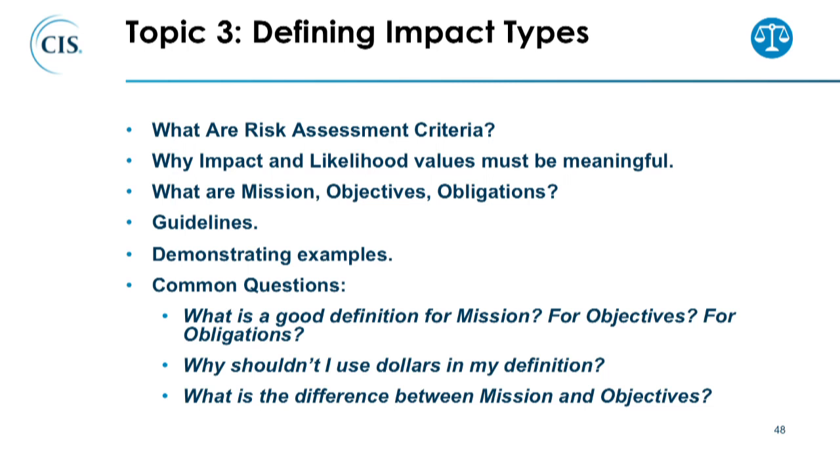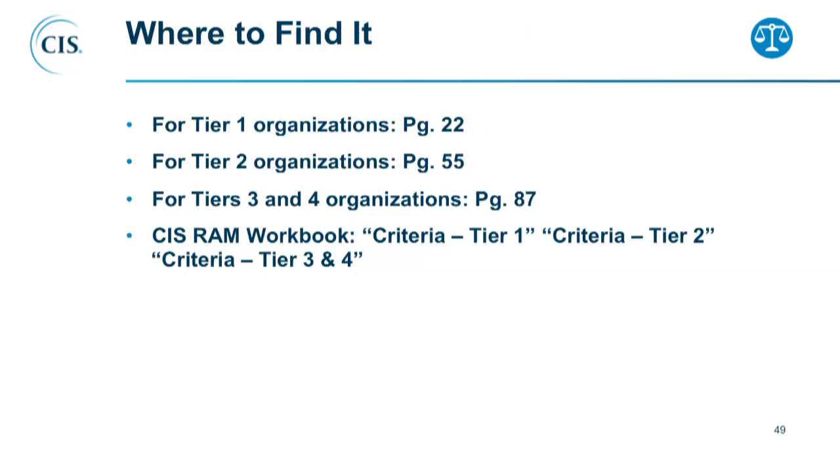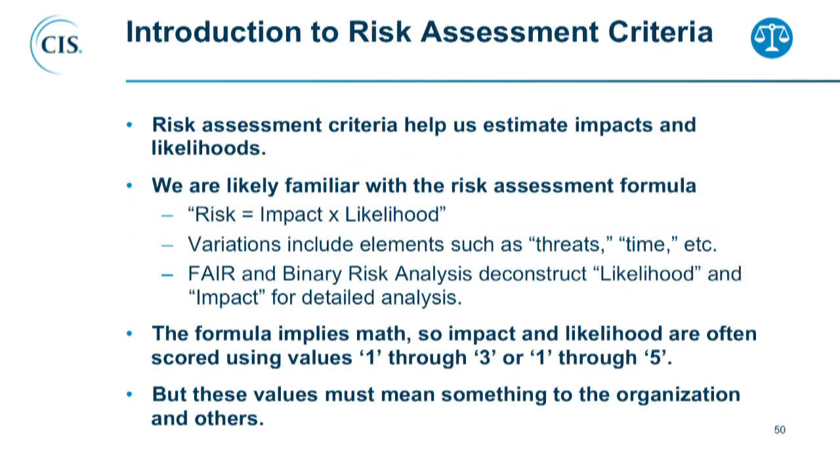So we want to really think about what it is that we're trying to do. So common questions we get: what is a good definition for mission, objectives, and obligations, and how do I tell the difference? Why can't I just use dollars? And what is the difference between mission and objectives? We get these a lot. So let's click through and walk through that. You'll find this information for Tier 1 organizations in CIS RAM on page 22, page 55 for Tier 2, and page 87 for Tiers 3 and 4. You'll also see in the CIS RAM workbook, you can use these criteria tabs to actually fill in what you've got.